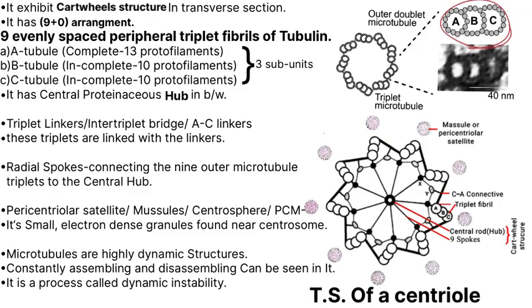So each triplet consists of 3 tubules, which are named A tubule, B tubule and C tubule, where the A tubule is complete, meaning it has 13 protofilaments, the B tubule has an incomplete 10 protofilaments, and the C tubule again has an incomplete 10 protofilaments. They partially overlap each other's structure, like the B attached to the A and in the same way the C attached to the B. You can think of it yourself.